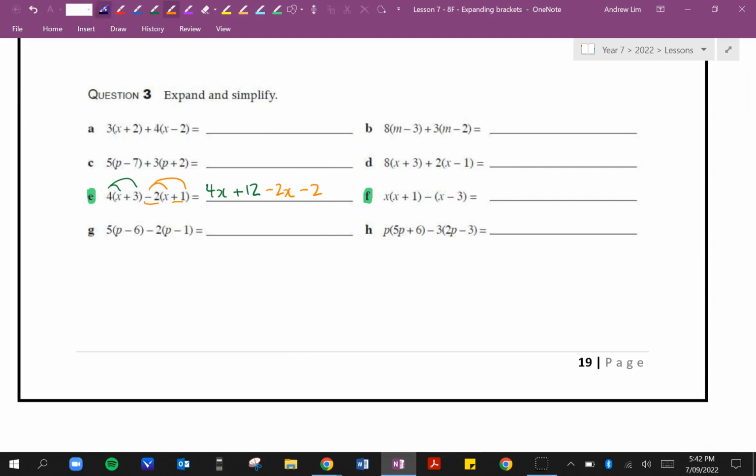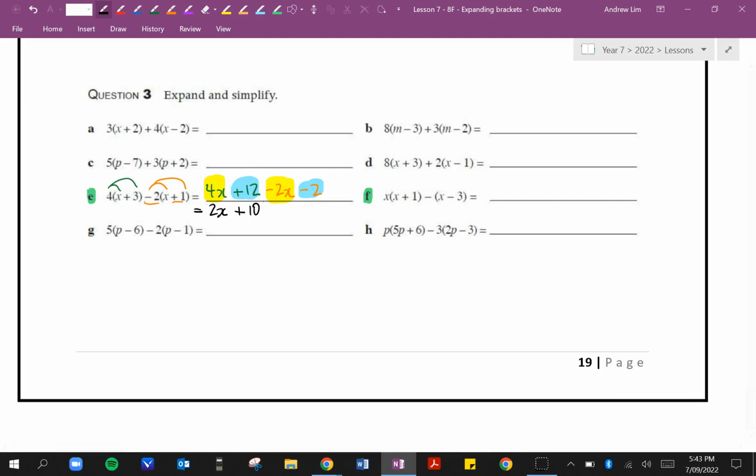And now, we can answer this by collecting our like terms. 4x minus 2x, as well as positive 12 minus 2. So 4x minus 2x is 2x. 12 minus 2 is 10. It's just a normal 10, so I'm just going to write plus 10. Okay, that's the final answer.